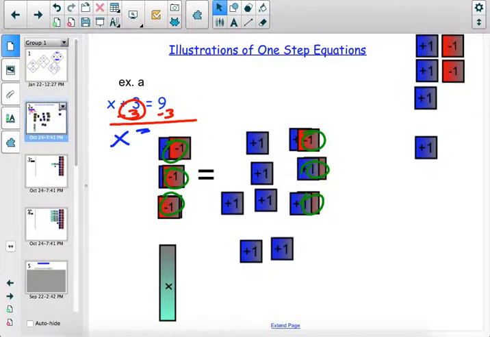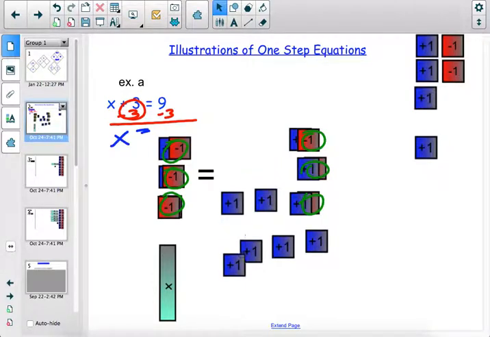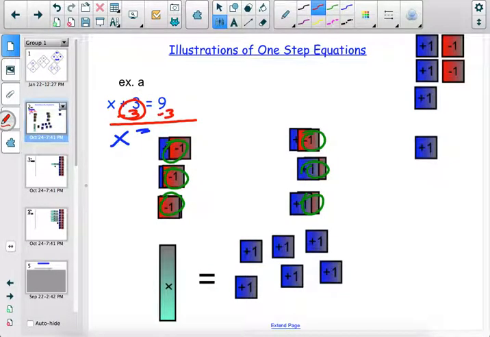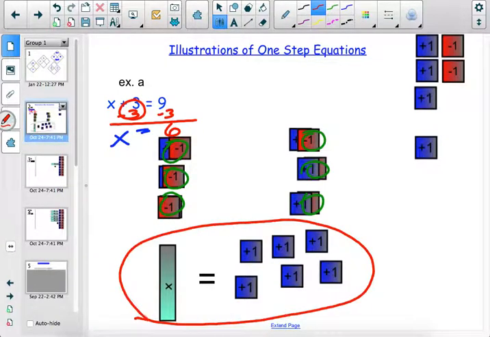1, 2. There's got to be a better way to grab these. 3, 4, 5, 6. Alright, so all together. I tried. Alright, x equals 6. 1x equals 6. That's our answer visually. And this is how we're going to do our work when we do our notes, algebraically. Did that make sense? Yeah.